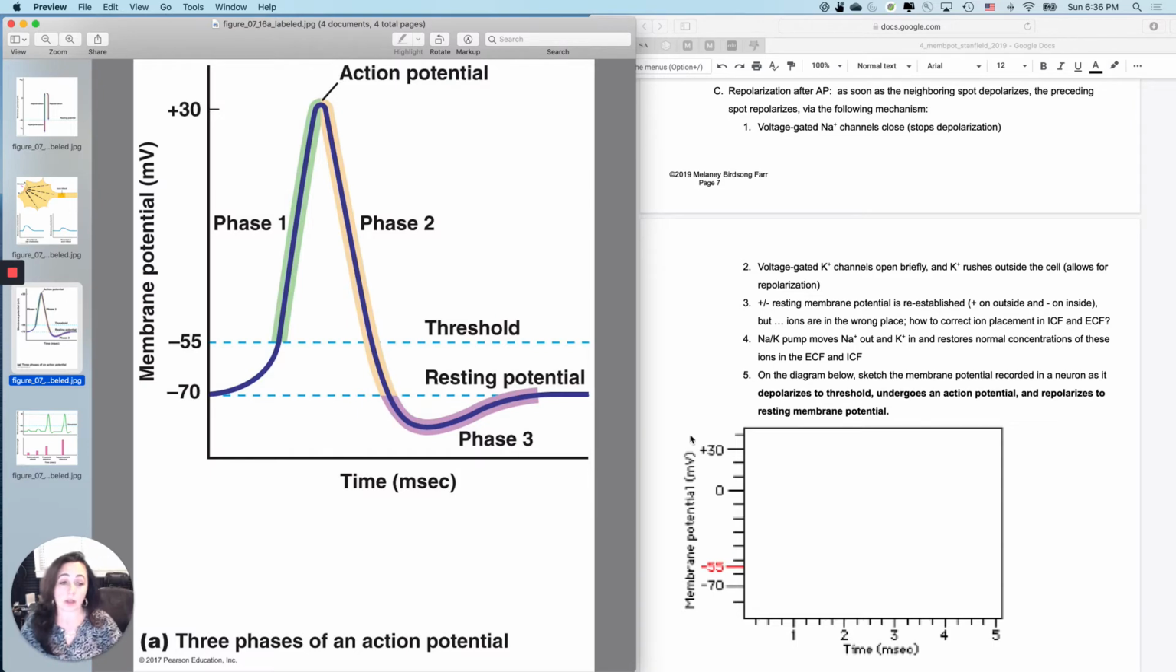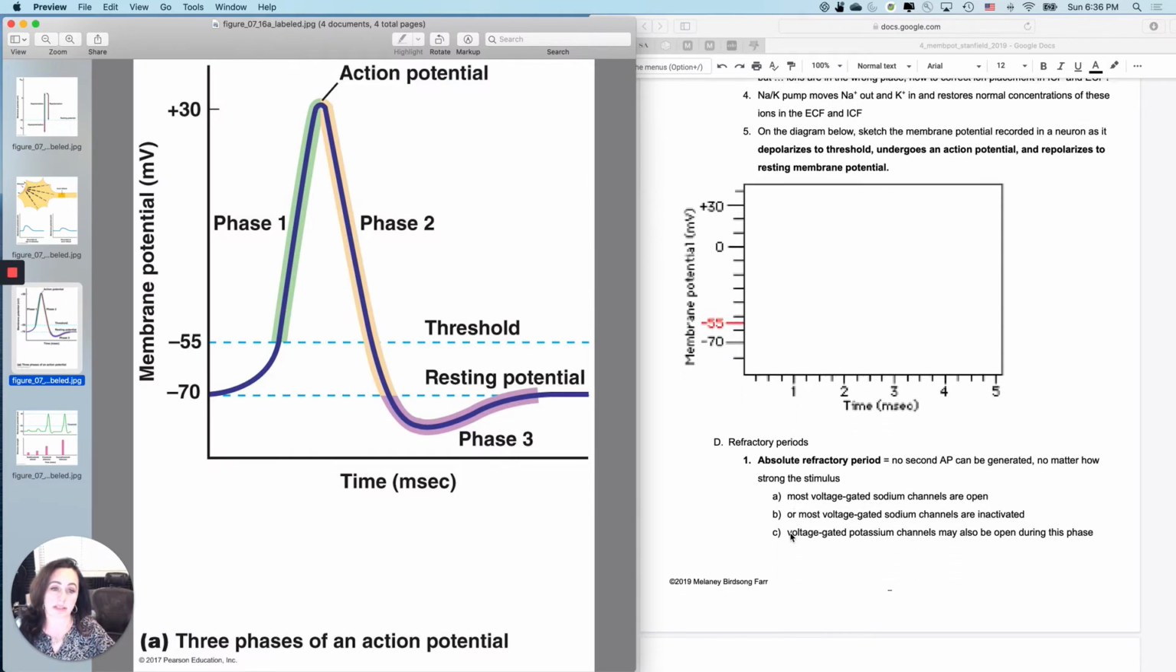Okay, so last but not least, we're going to draw this, and then I'll show you a short video that gives you a visual of all of this. And then we'll be done with action potentials. This stuff is difficult though, so you're going to probably need to review it. So let us do this on your notes.